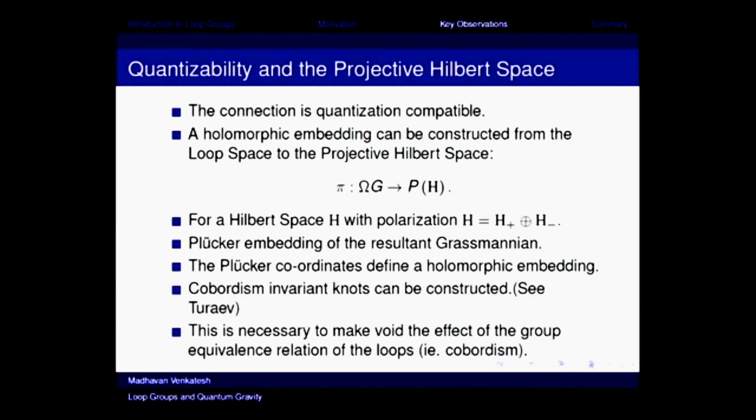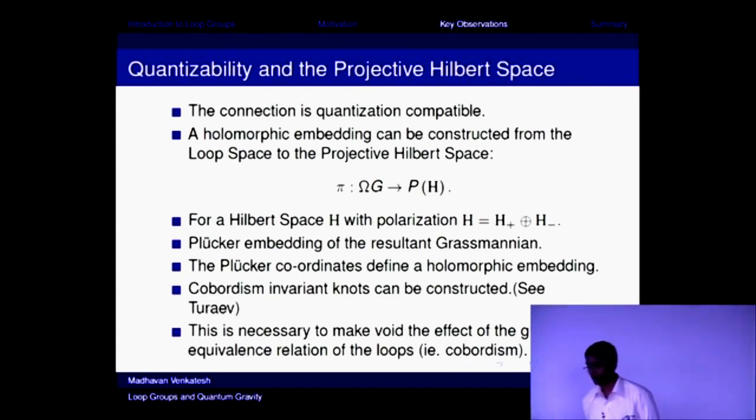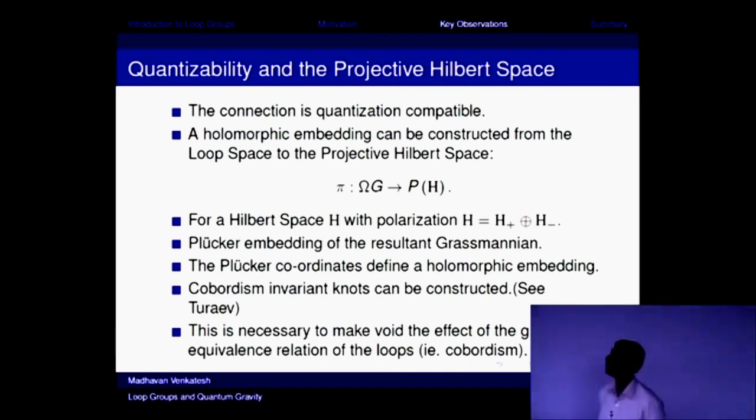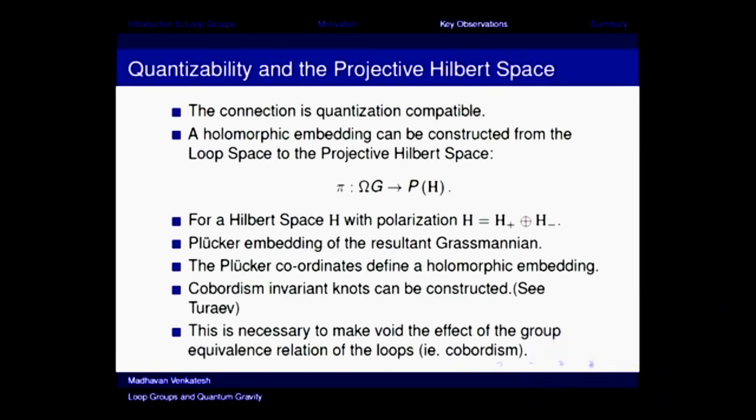Okay, now we discuss quantizability. We have this interesting setup where you can create an action, you can vary it, you can obtain the dynamics, you can get GR. So now what you want to do is quantize it. And as I mentioned earlier, the connection was defined in a quantization compatible manner. And now getting back to the Plücker embedding that I was talking about, what that does is that it creates a holomorphic embedding that can be constructed from the loop space onto the projective Hilbert space. So that's the polarization of the Hilbert space.